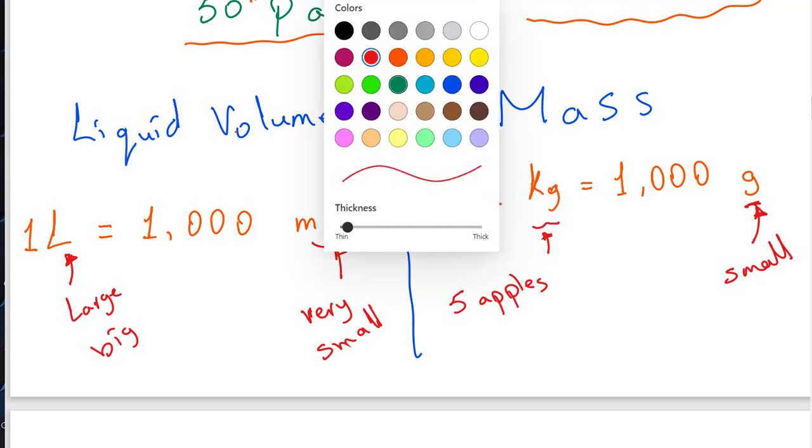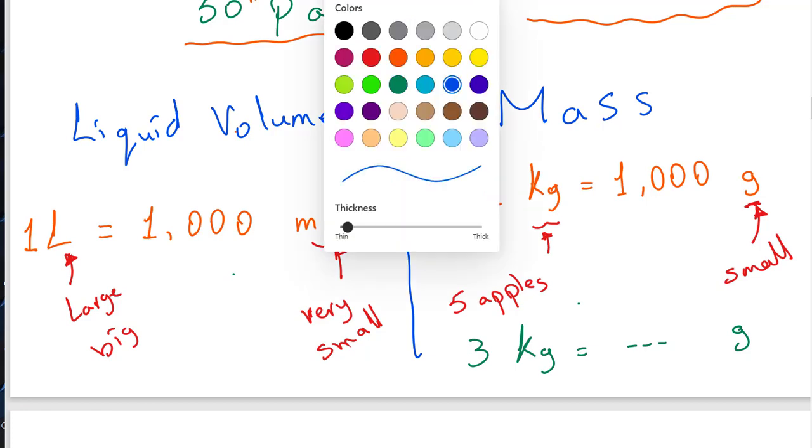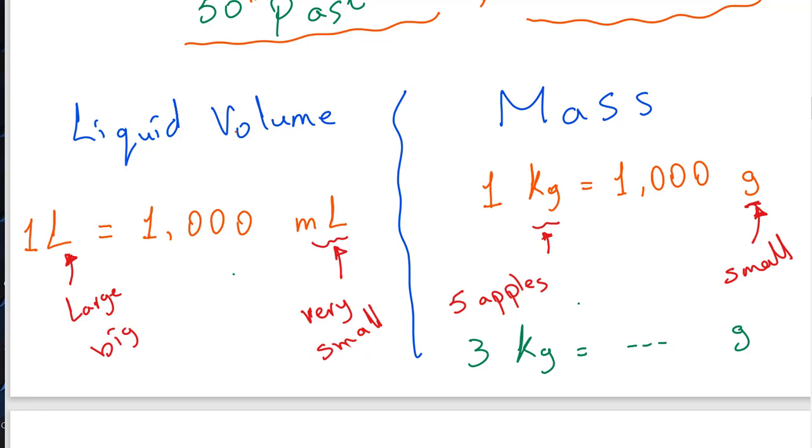What about if we want to move from one to the other? So I want to ask here, 3 kilograms equals how many grams? You can use your mics. 3 kilograms equals 3,000 grams. Excellent, Hazen. 3,000. So 3 kilograms equals 3,000 grams.